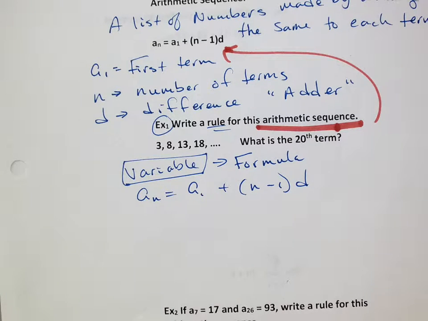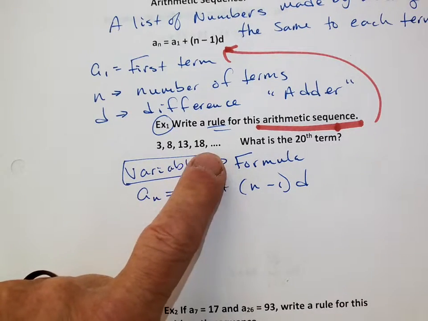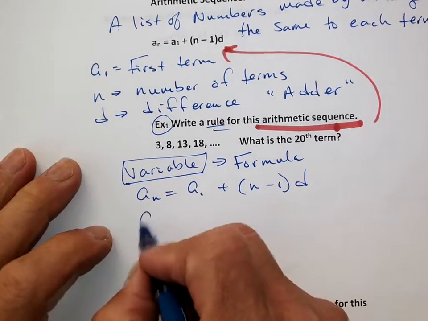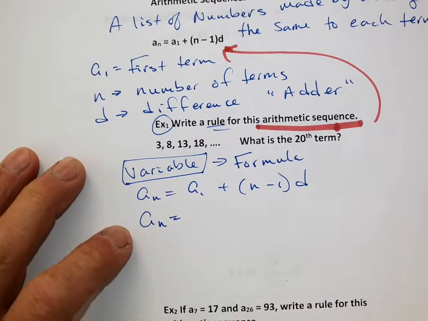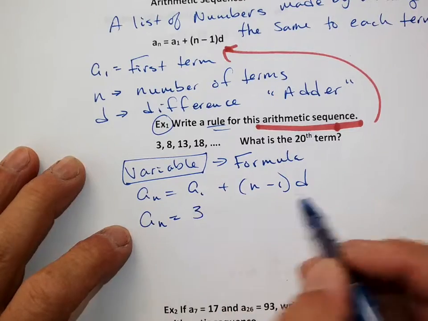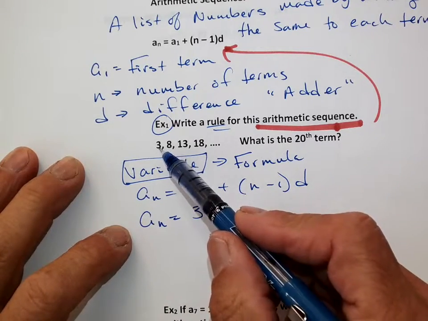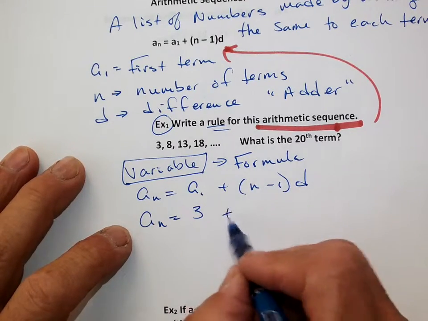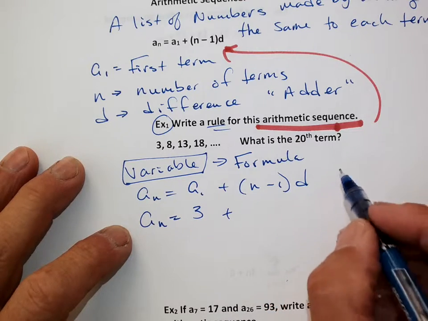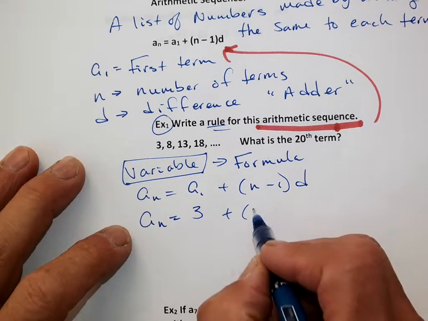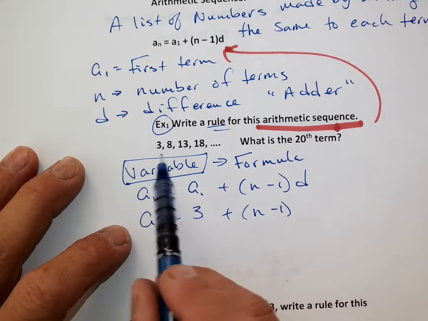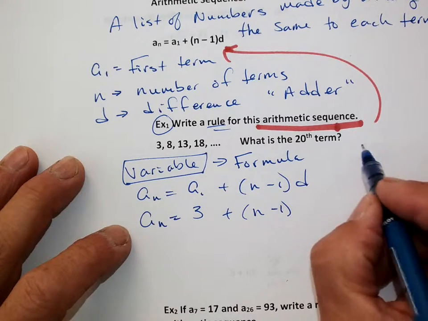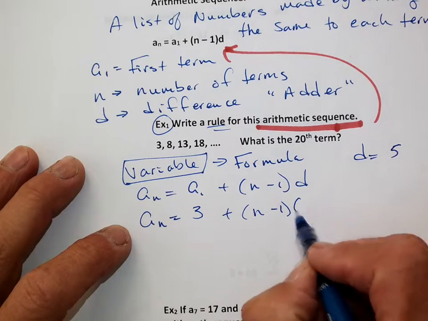So let's see. I'm going to go 3, 8, 13, 18. So I'm going to go A of n because I need a formula. Keep n as a variable. It's going to equal A1. Well, I know A1 is 3, right? So plug the 3, that's my first term, into A1, plus, again, I'm trying to make a formula, so we're going to keep n as our variable, n minus 1. And I know what d is. D is the difference. Well, in this case, I'm going up by 5. D is 5, so I put 5 right there.